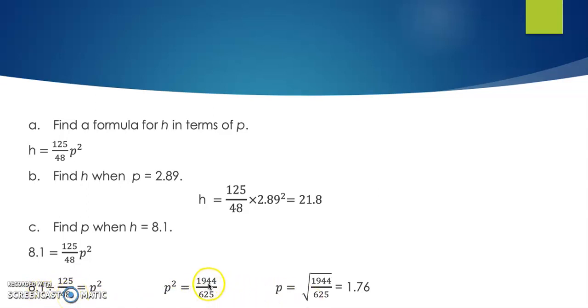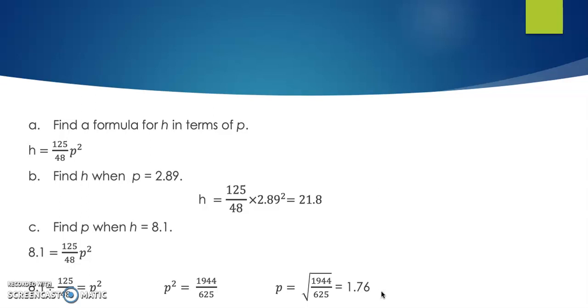So it gives me 1944 over 625. To remove the square, put the square root on the other side. So p equals 1.76. So in this question, we first find the formula for h in terms of p, then we find h when p is 2.89, and then we find p when h is 8.1.